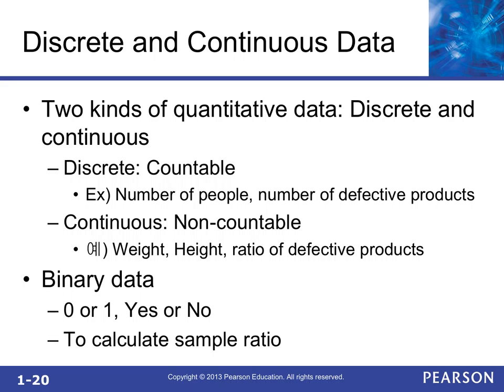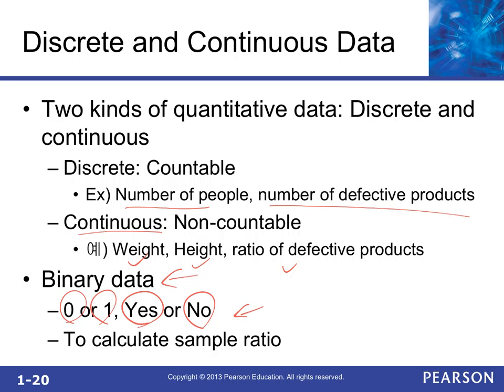So there are two kinds of quantitative data. One of them is discrete and the other one is continuous. Discrete data are countable. For example, number of people and number of defective products are discrete data. On the other hand, continuous data are non-countable, so weight, height, and ratio of defective products are examples of continuous data. In addition, one special type of data is binary data. Of course, this is discrete data, but we only have two kinds of result, 0 or 1, yes or no. This binary data is used to calculate the sample ratio.